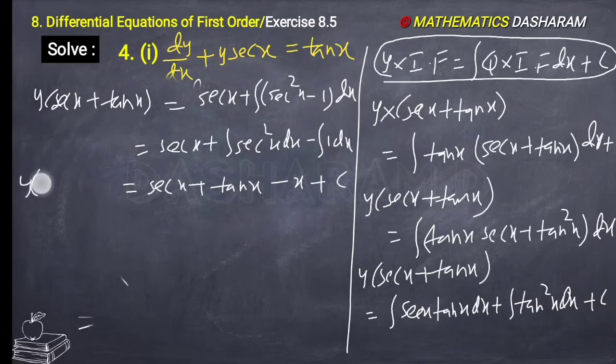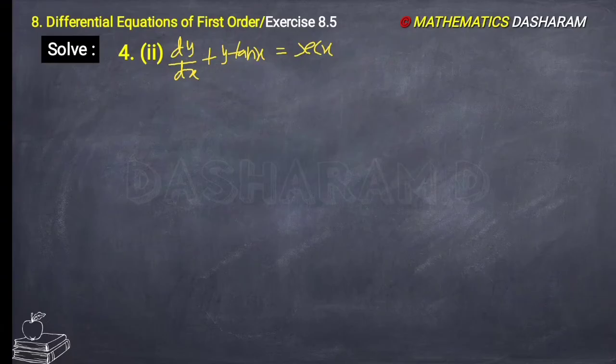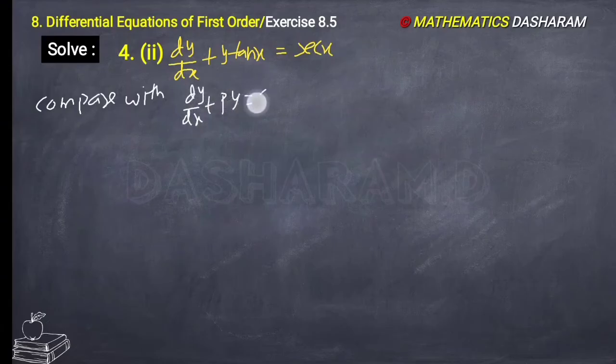So it equals y bracket of sec x plus tan x. So this is our required answer. Second question, dy by dx plus y into tan x equals sec x. So compare with dy by dx plus p into y equals q. So find out the integrating factor, that is e to the power of integration p dx.